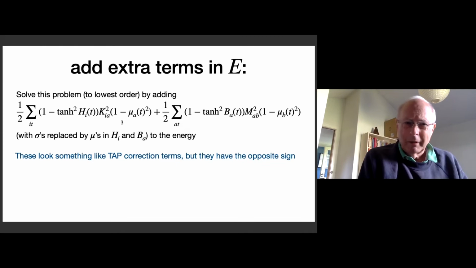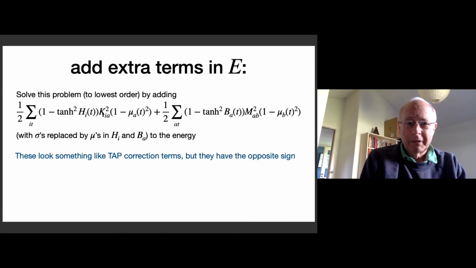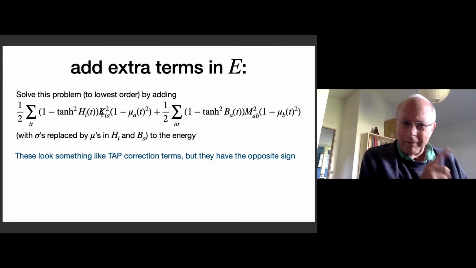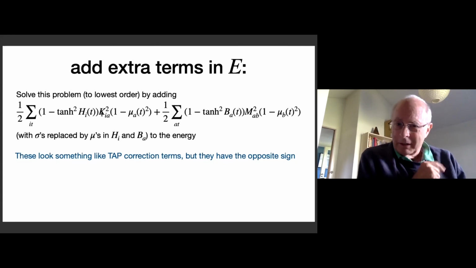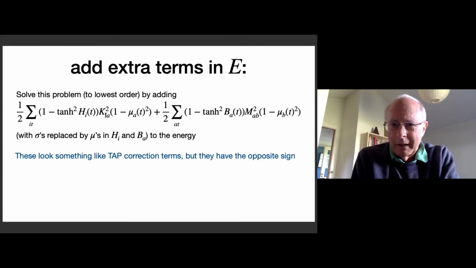Now, if you were listening when I was talking about TAP, these things look sort of TAP-like, right? This is a sort of fluctuation-looking term. This is 1 minus mu squared. It's another one. Same here. And what comes in the middle is a coupling squared. So it's looking sort of like TAP. But if you look carefully, the sign is the opposite. So it isn't really a TAP term. It's just the way you compensate for this bad counting that you would have done if you blindly replaced the sigmas by mu's.